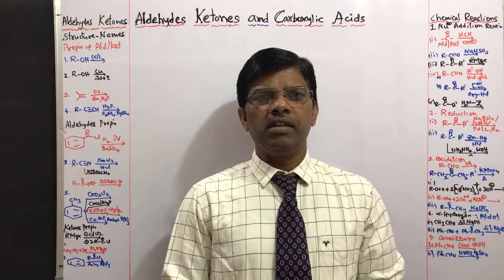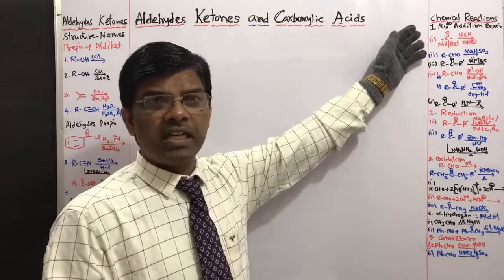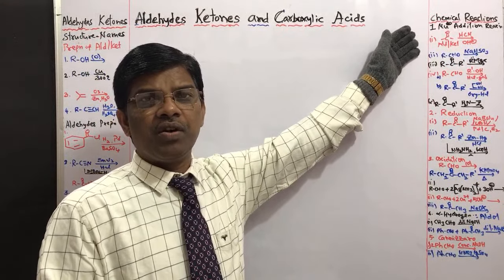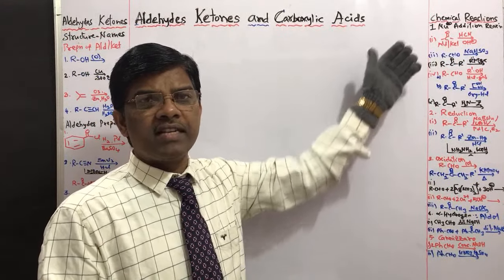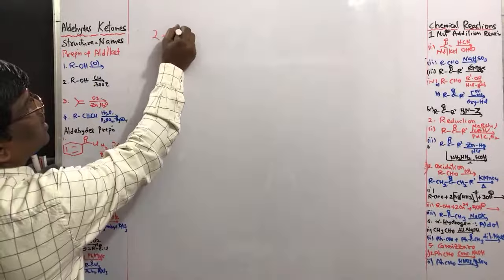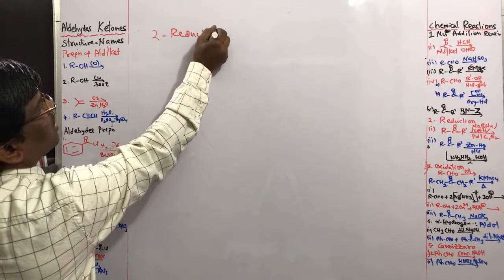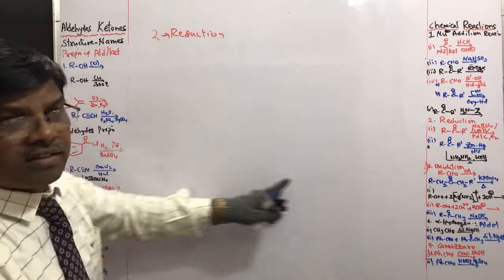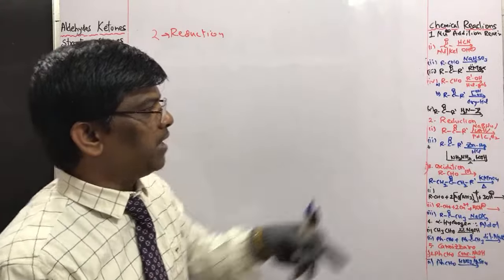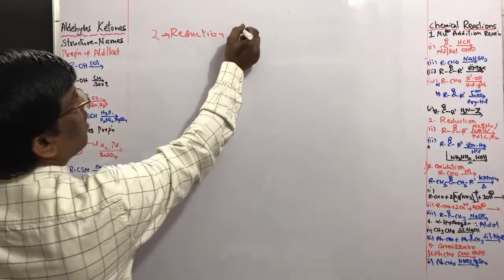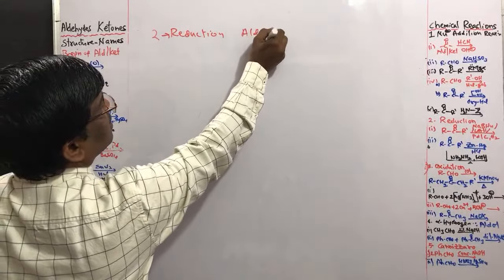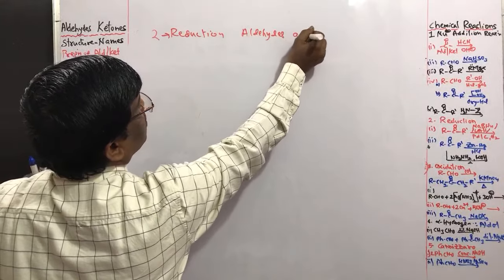Today we are going to learn the chemical reactions which these compounds, aldehydes and ketones, undergo. Reduction of them is very important, students. Most of the time specific reagents are used, and that is what I am going to explain. Reduction of aldehydes and ketones.